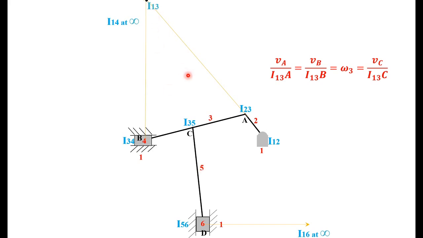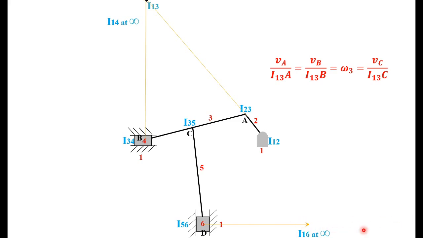For that, consider a combination, 156. So we have three links 1, 5 and 6. So three instantaneous centers 15, 16 and 56. So 15, 56 and 16 are in the same straight line. We have 56 and 16 located. 56 is this point, 16 is at infinity. So draw a line from 56 to infinity. So I16, I15 will also be in the same line. It may be here, but on the same horizontal line.